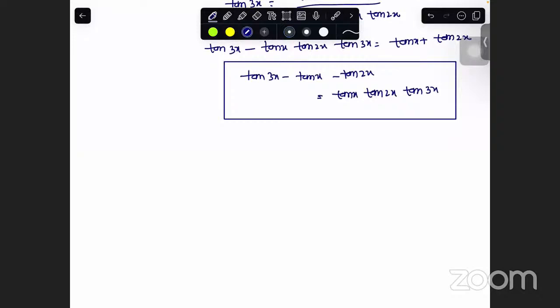Now, one simple question, again based on your 10th class trigonometry. Prove that 1 minus sine theta upon cos theta is equal to cos theta upon 1 plus sine theta. This is just to brush up your class 10th concepts.